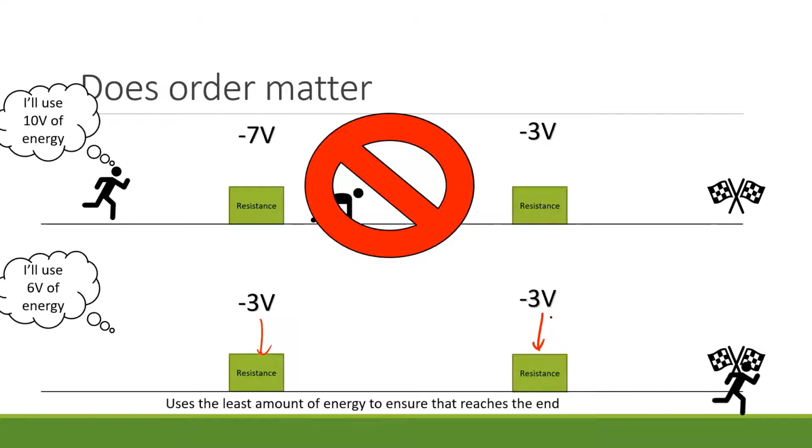If it was uneven, like if it spends 7 volts in the first one and 3 volts in the second one, one of these two is wasting energy. And electrons don't waste energy. They're not going to waste 4 volts of electricity if they can get over that jump in 3.